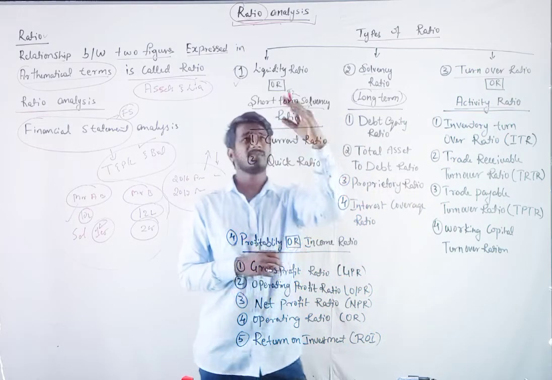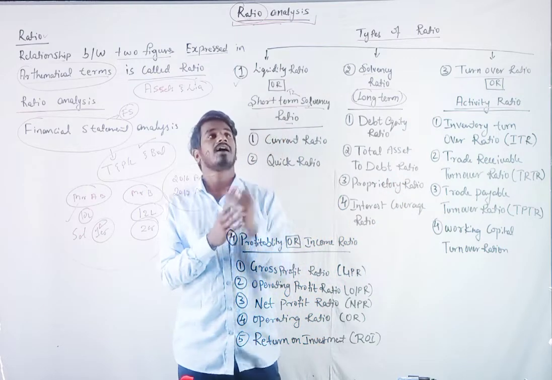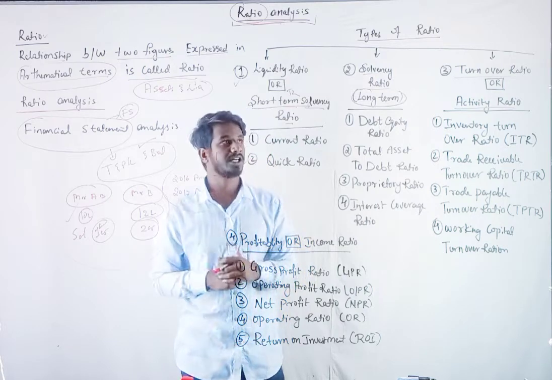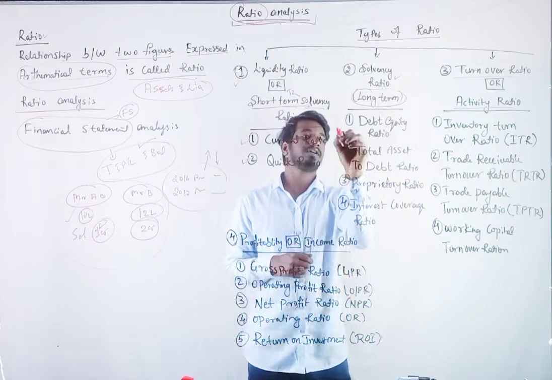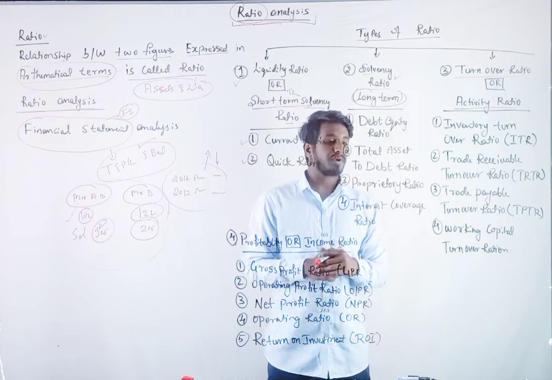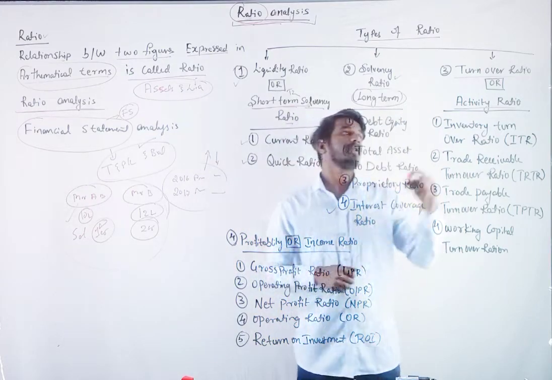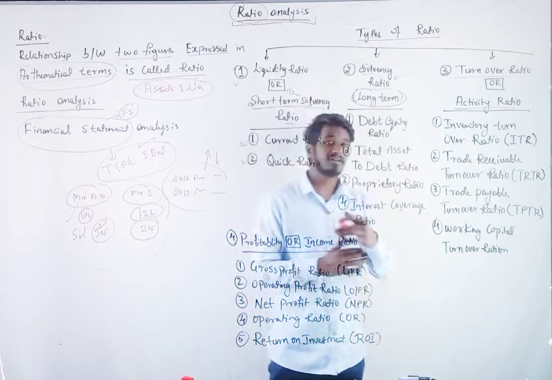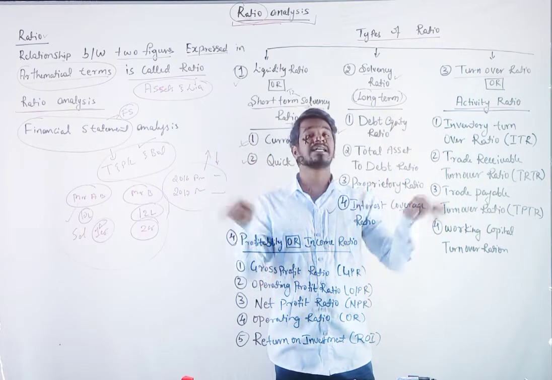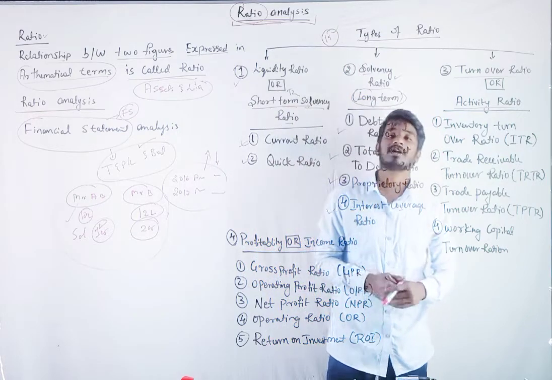Under the major ratios we have sub ratios, okay. Under liquidity ratio we have current ratio and quick ratio. Under solvency we have debt equity ratio, total asset to debt ratio, proprietary ratio, and interest coverage ratio. We will learn in depth in a few minutes, but we are going through this simply so we know what ratios we have. Totally we have 15 ratios to learn. One by one we'll go on.